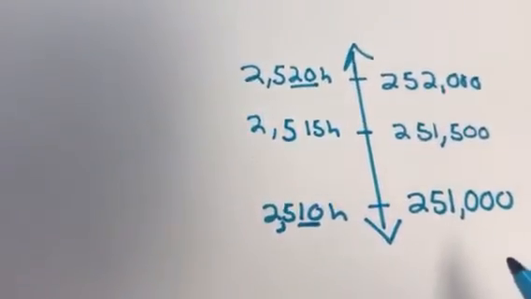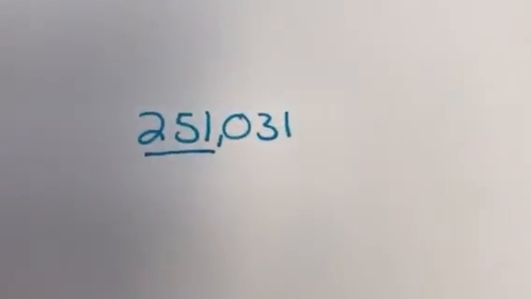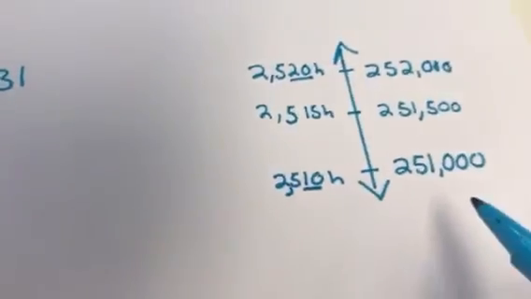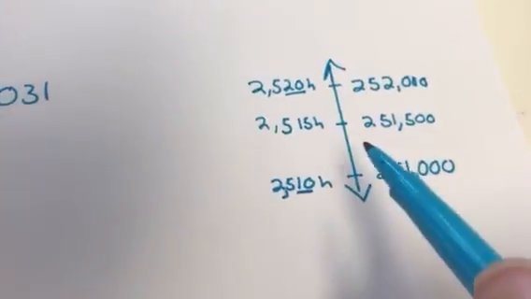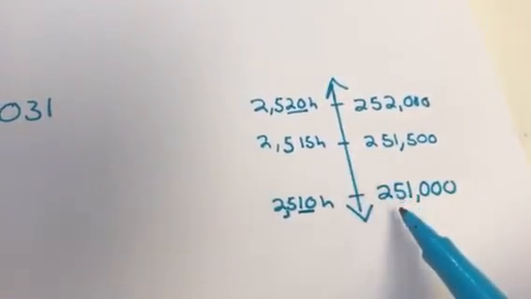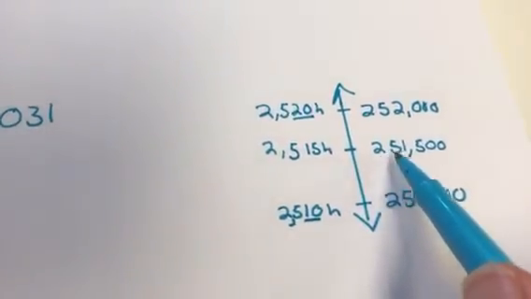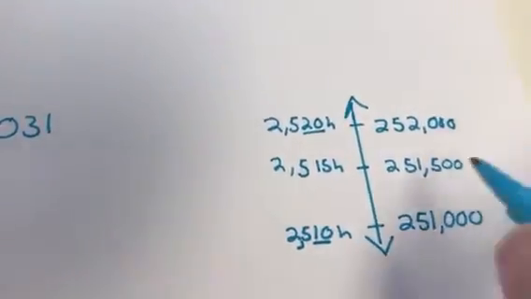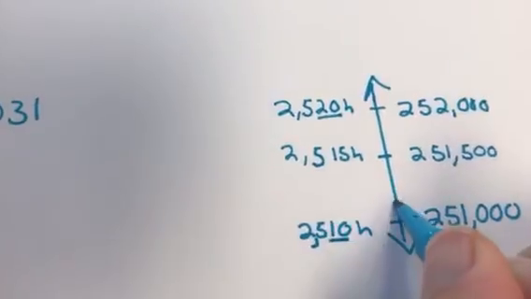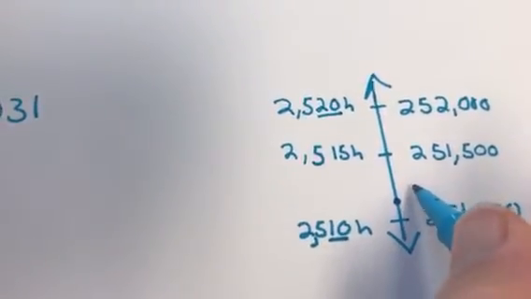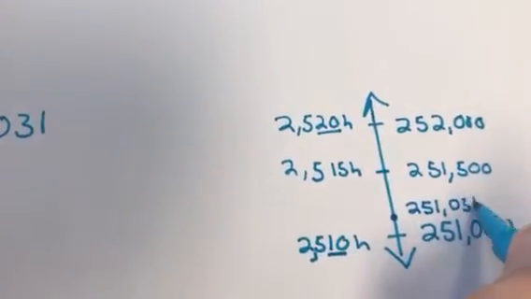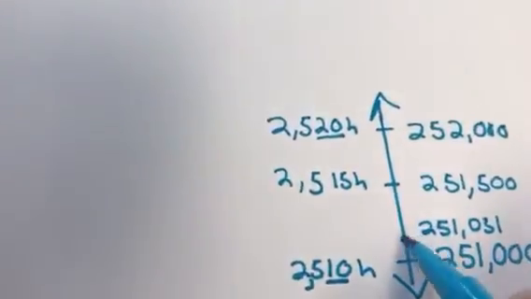The next thing I'm going to do is place my original number, 251,031. So I'm going to place that on the number line. And I'm asking myself, is 251,031 greater than 251,500 or less than? And I know it is less than. So I'm going to place my number down here, and I'm going to plot that right on here. 251,031.